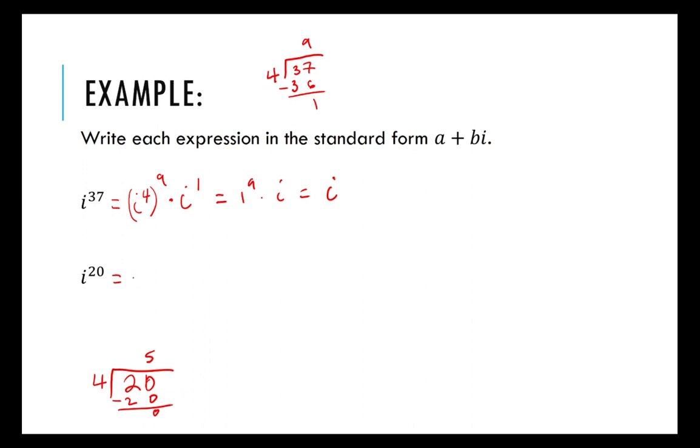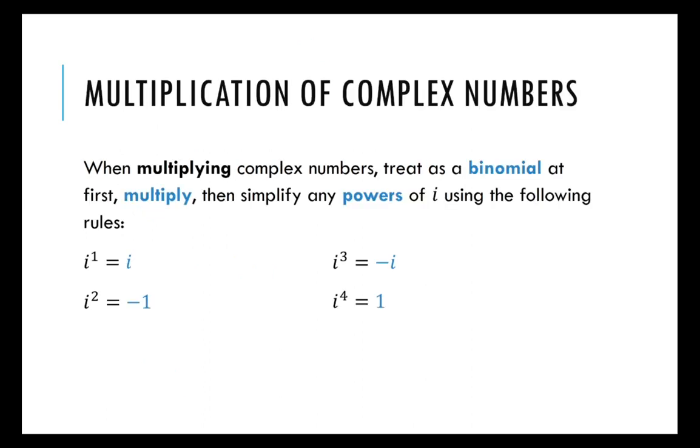Well, that really means that i to the 20th could be rewritten as i to the 4th raised to the 5th power. I'm just using power rules here. But i to the 4th is 1, so this is 1 to the 5th, so that means i to the 20th is really 1. Once again, we're just looking at the remainder, where the remainder of 0 is equivalent to i to the power of 4. If our remainder is 1, it's the same as i to the 1st. If our remainder is 2, it's the same as i to the 2nd. And if the remainder is 3, it's the same as i cubed.